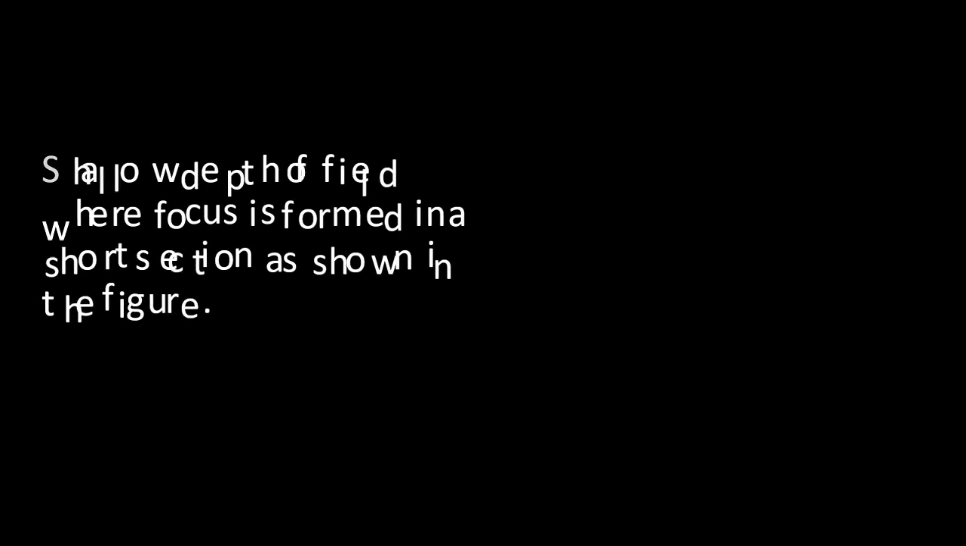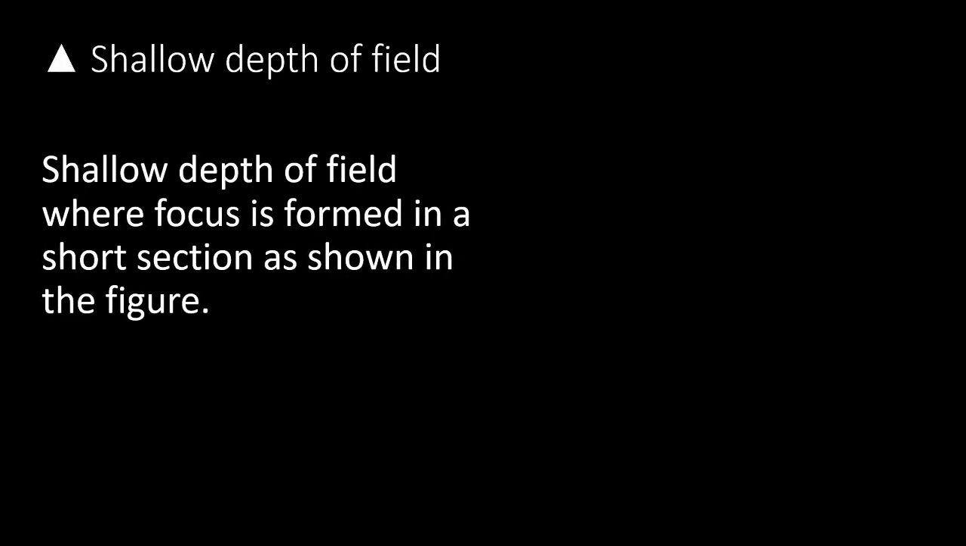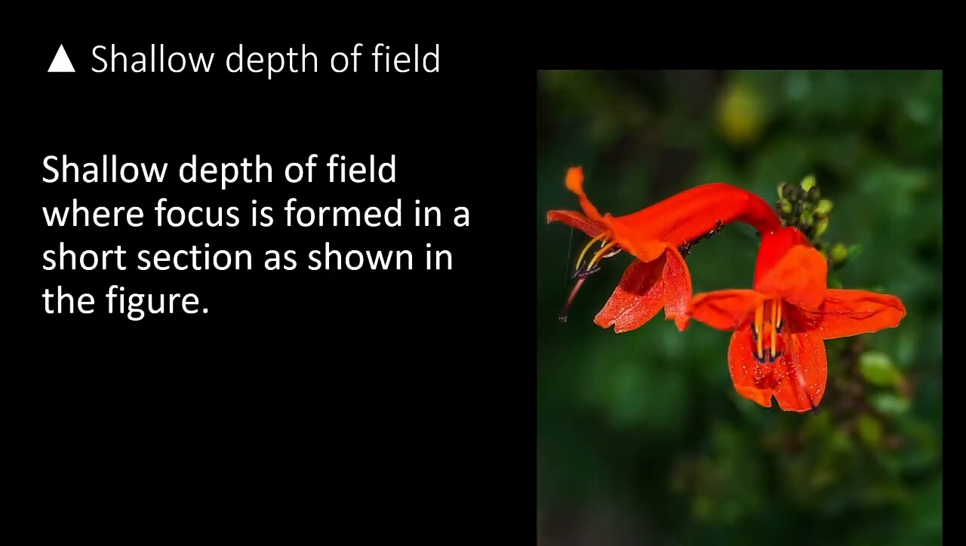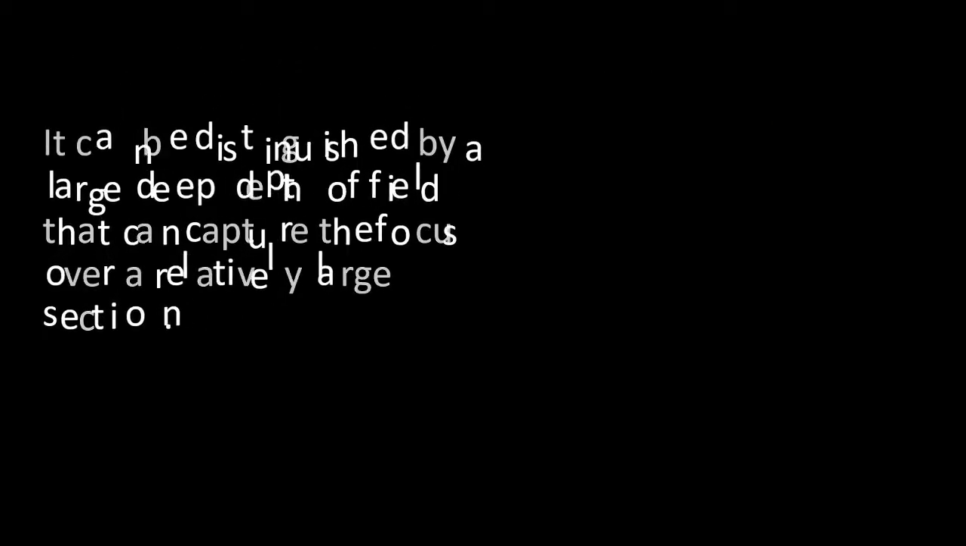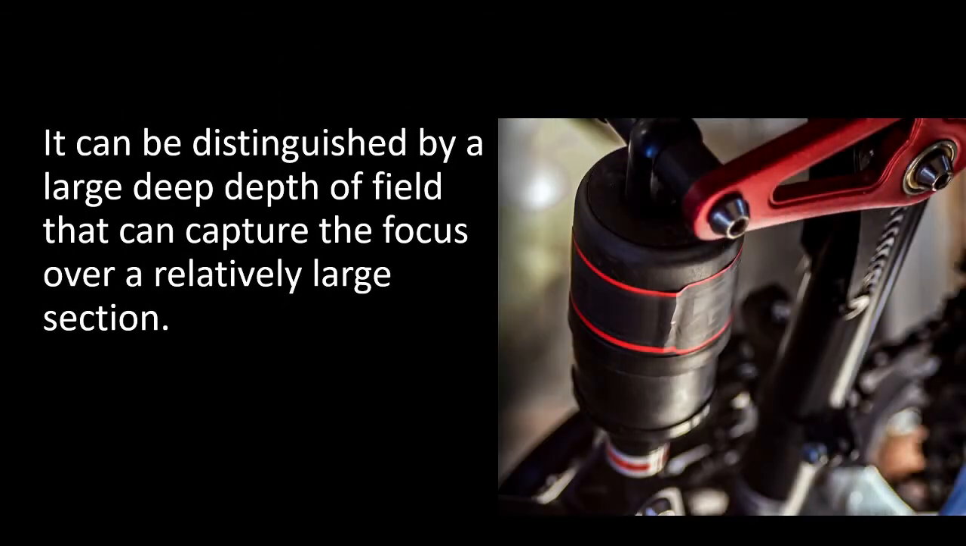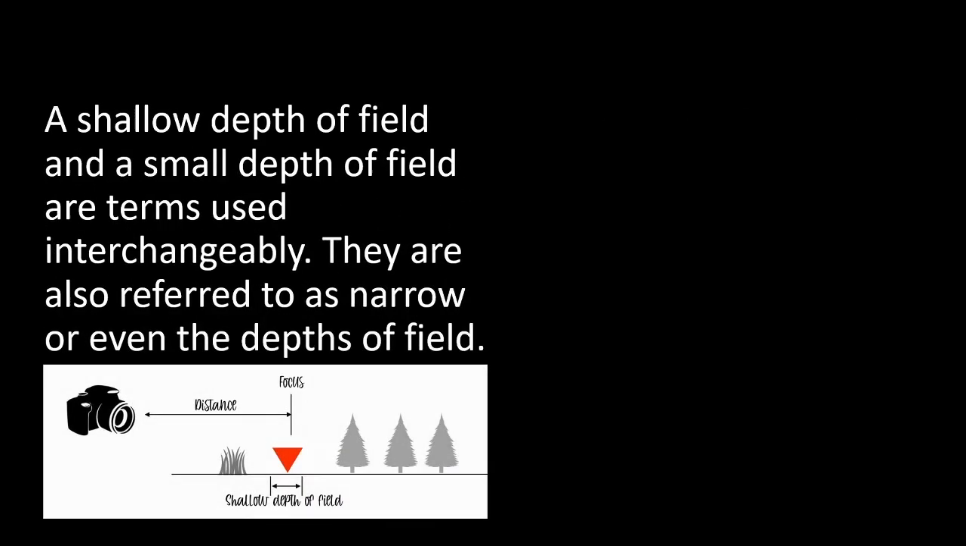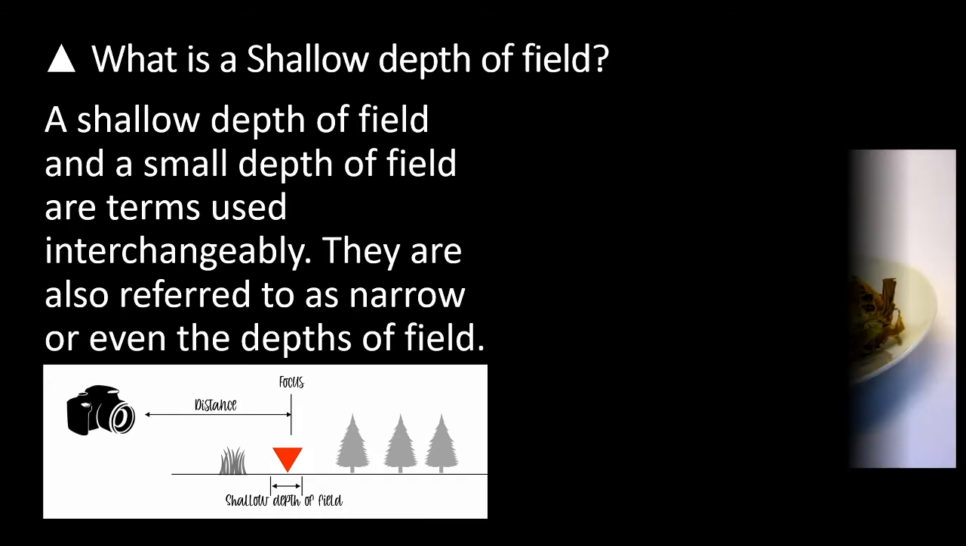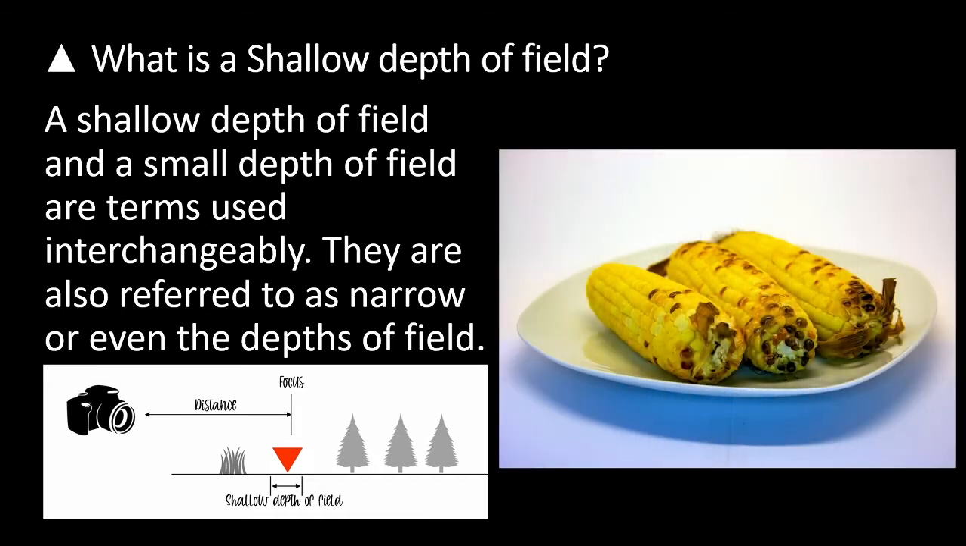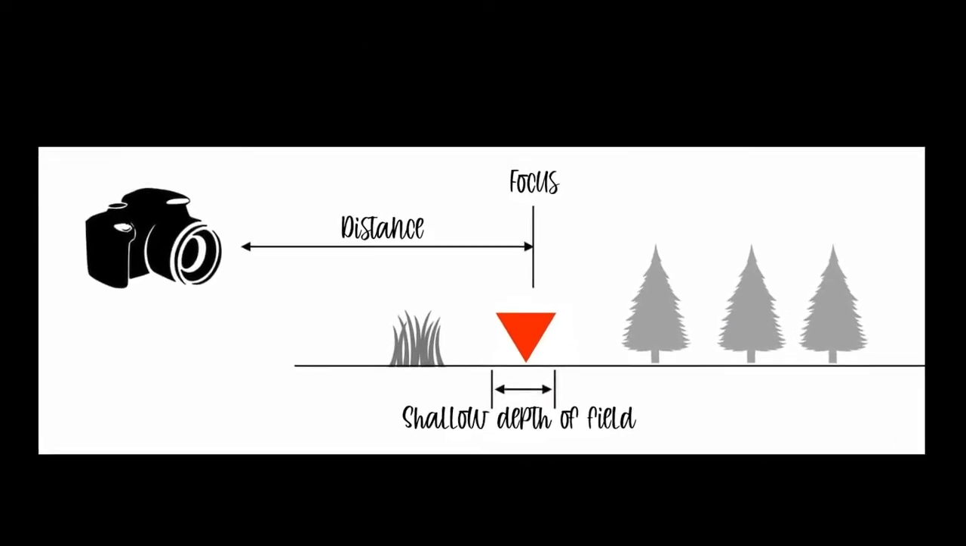Shallow depth of field where focus is formed in a short section as shown in the figure. It can be distinguished by a large deep depth of field that can capture the focus over a relatively large section. What is a shallow depth of field? A shallow depth of field and a small depth of field are terms used interchangeably. They are also referred to as narrow, or even the depths of field.